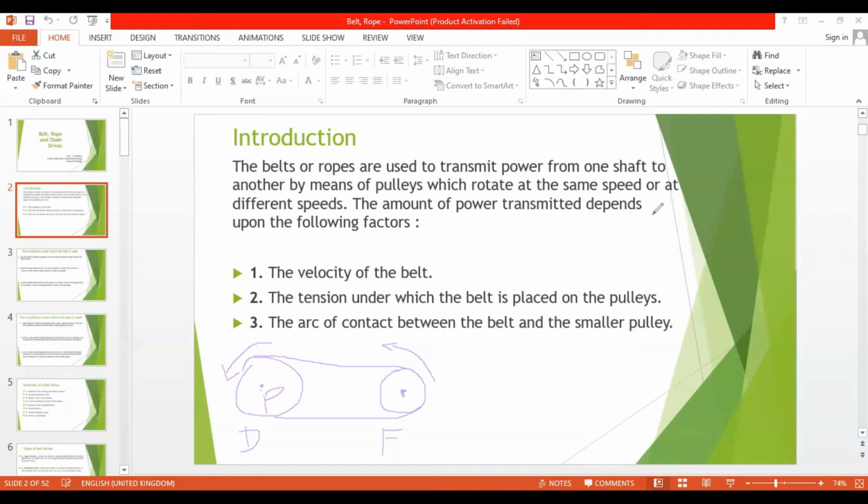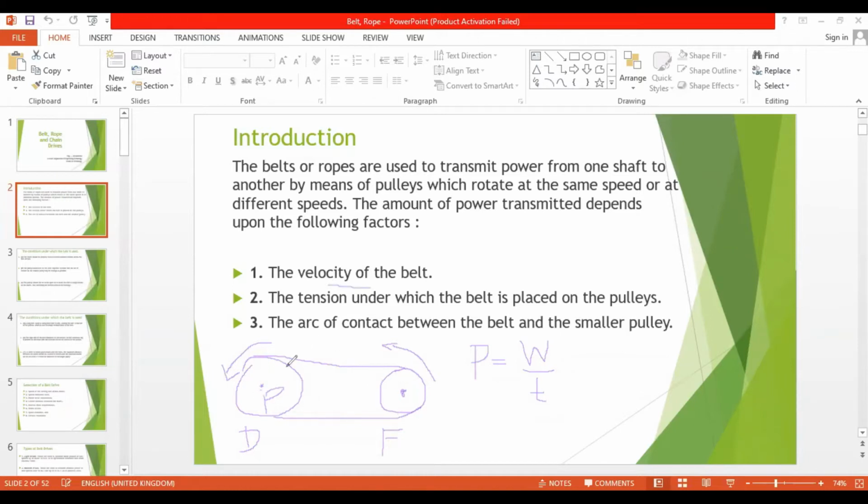The amount of power transmitted depends upon the following factors. Velocity of the belt, right? So if it is power, then you know we have certain equations for power, right? Usually in day-to-day life, we have an equation that is work upon time, right? Similarly, here also we have some equations for power. So based on them, the factors which decide the transmitted power, some of them are velocity of the belt. So what is the velocity?